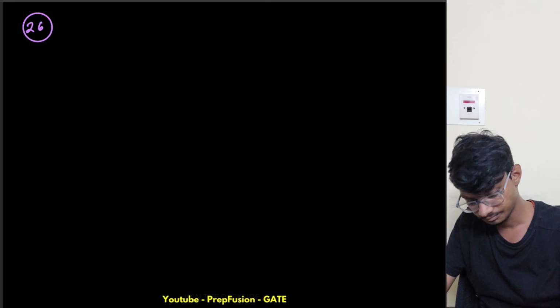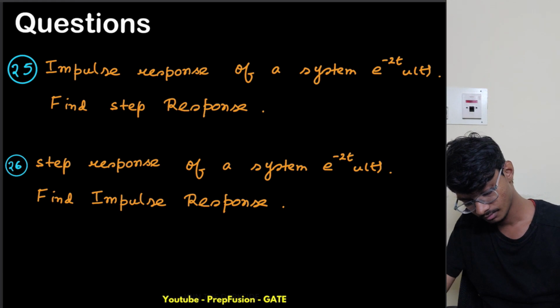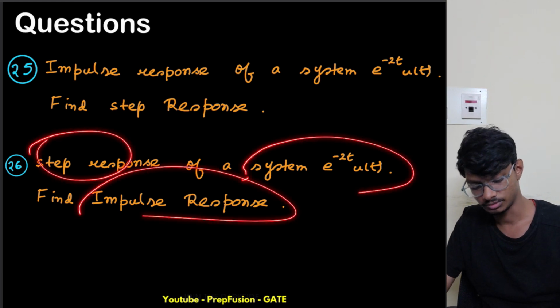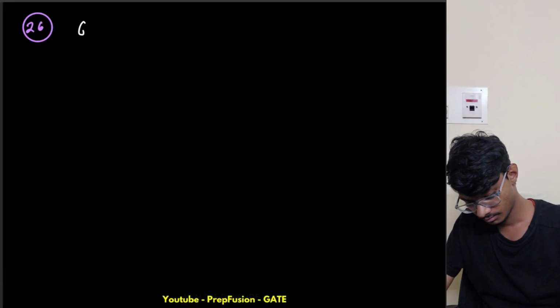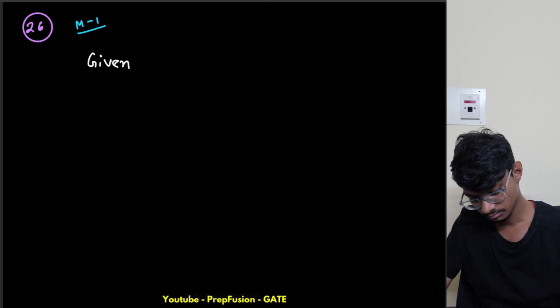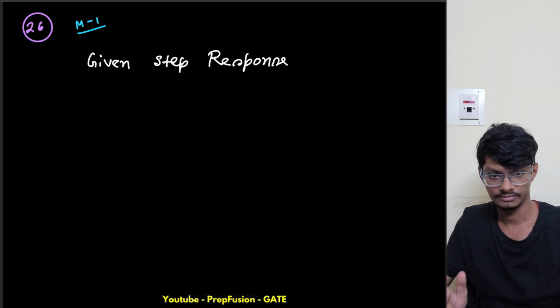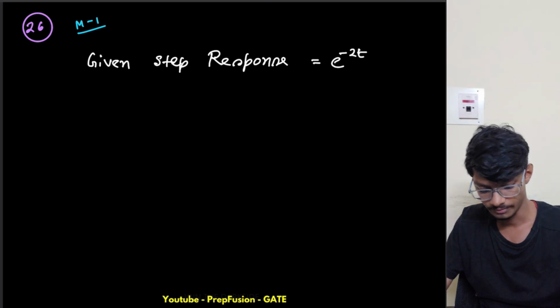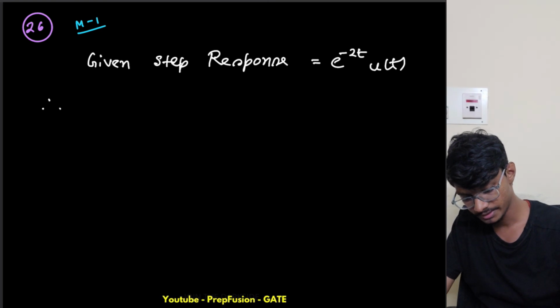We haven't been given the step response, we have to find the impulse response. I can use that differentiation formula, right? Given method 1, the given step response is e raised to power minus 2t into u of t. Don't forget this u of t right now. So what will the impulse response be?